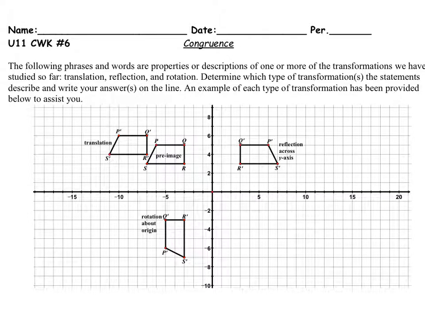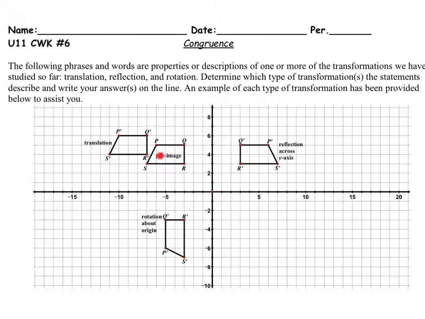The following phrases and words are properties or descriptions of one or more of the transformations we have studied so far: translation, reflection, and rotation. Determine which type of transformation the statements describe and write your answers on the line. An example of each type of transformation is provided.